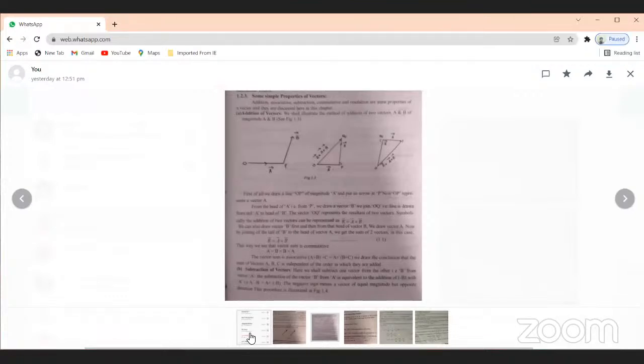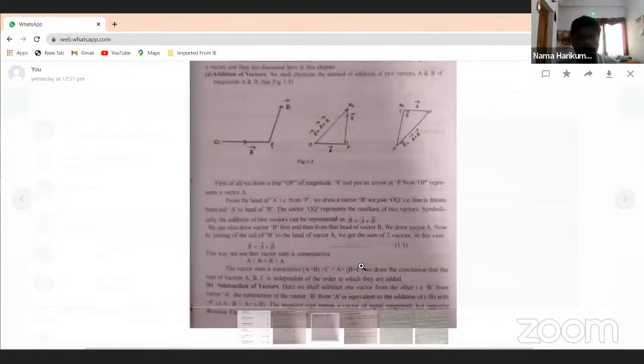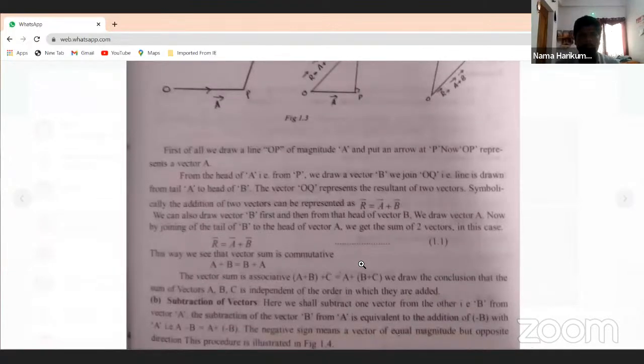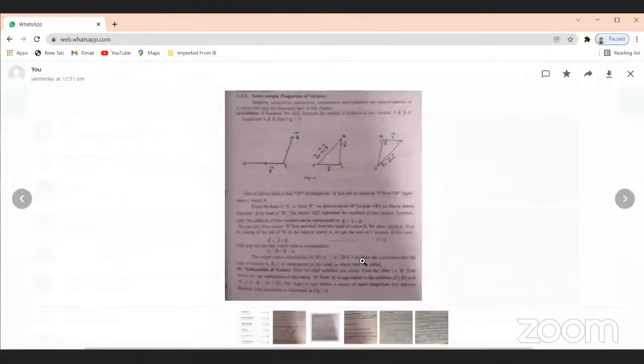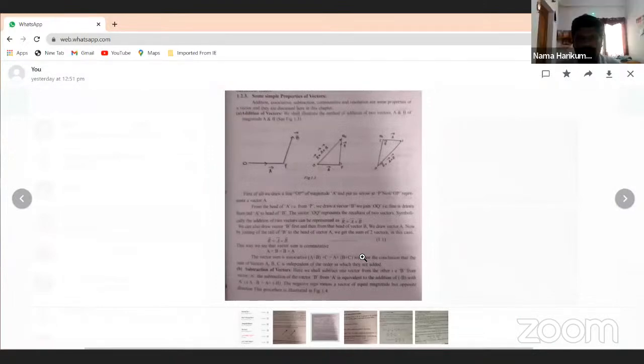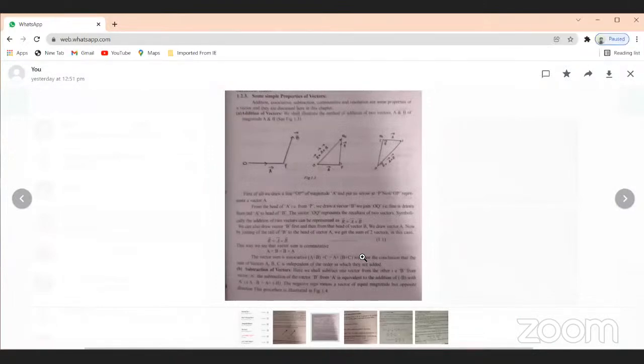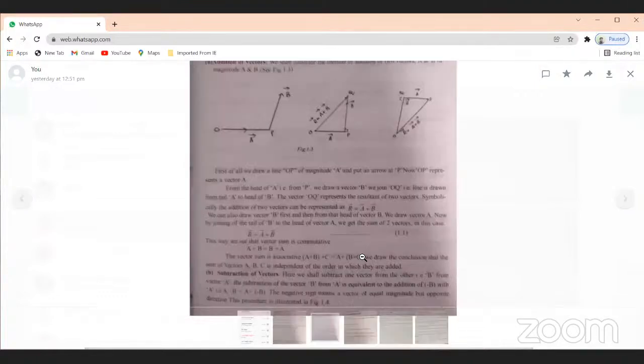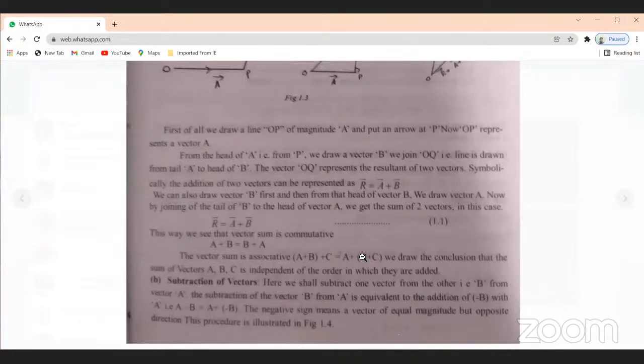Sir, could you elaborate the figure? The resultant vector direction is not visible to us. Now it is okay. A little bit zoom it, sir. Okay. Now it is clear. No, sir. The resultant vector direction is not mentioned over there, in figure 1.3c.